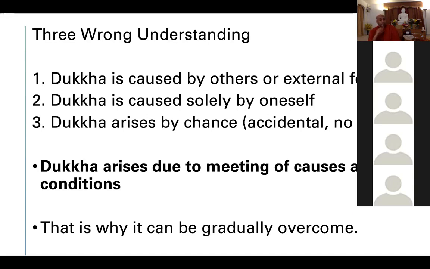The third one is thinking that suffering just happens accidentally or by chance. There's no order, nothing we can do about it. These are called wrong understandings. But the correct understanding is that suffering arises due to the meeting of causes and conditions. So we understand suffering as a phenomenon that arises due to causes and conditions, as a causally produced condition, and that is why we can gradually overcome it.